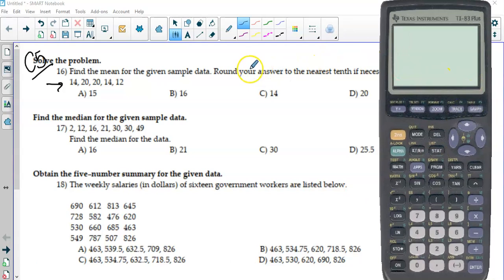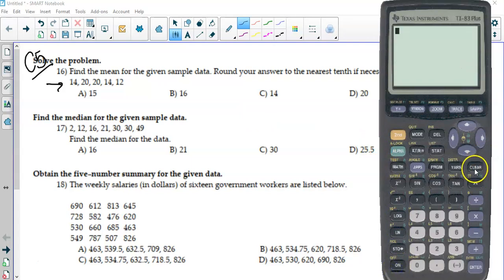I'm going to go through the steps to find the mean and the median on the calculator, even though the ones you see here in 16 and 17 are fairly easy to do by hand. It will give you some extra practice for where and how to get this data into the calculator for the ones that you can't do by hand, like standard deviation.